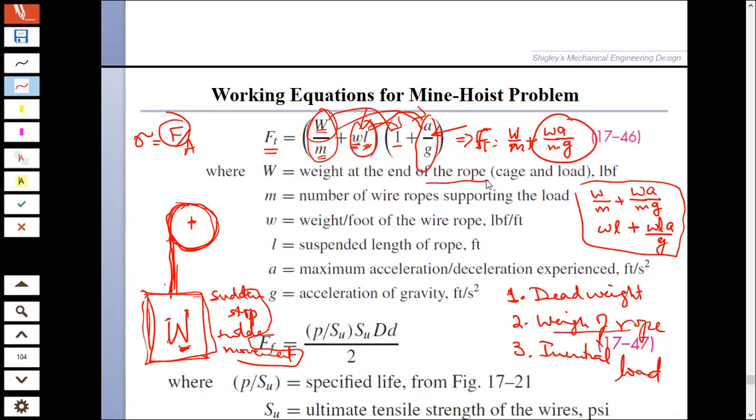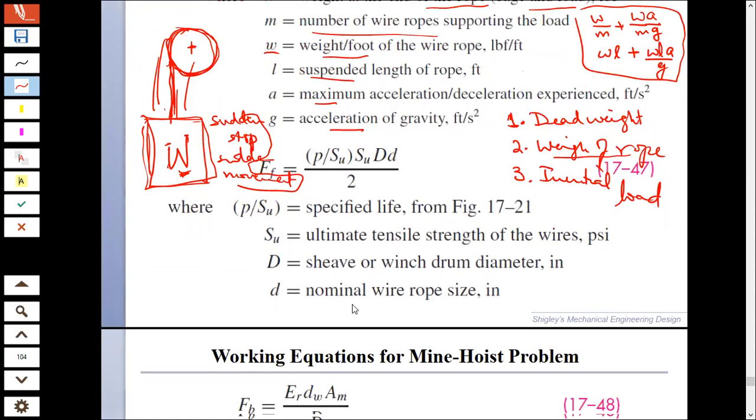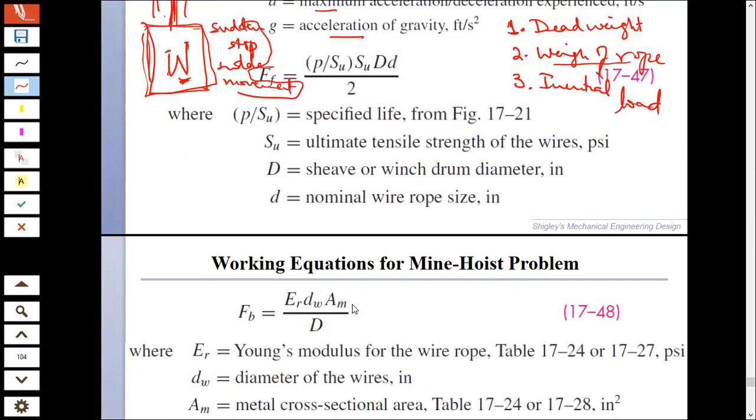W is the weight at the end of the rope, the cage load, whatever it is. m is the number of wire ropes supporting the load. You divide by however many wire ropes you have. If you are using 2 ropes that will be W/2, if you are using 1 that will be 1. w is the weight per foot and L is the suspended length, a is the maximum acceleration, and g is the acceleration due to gravity. So that is how you are going to calculate the total load.